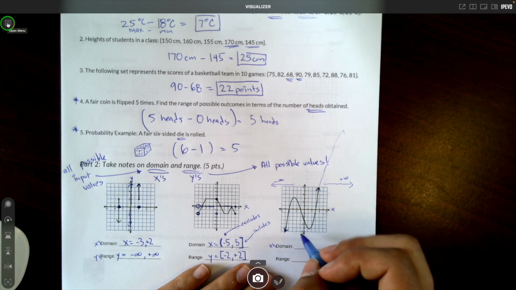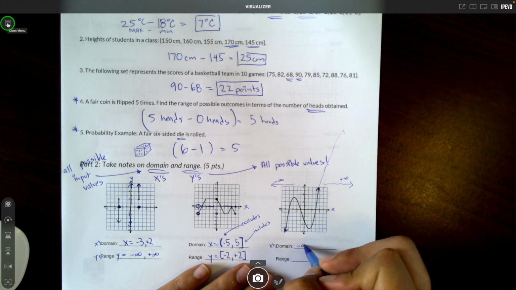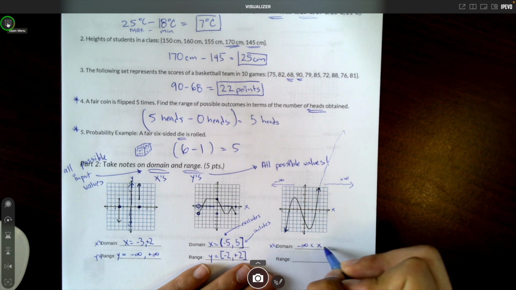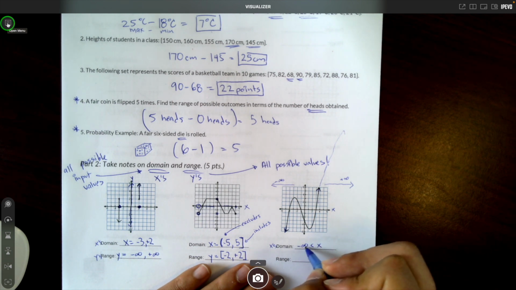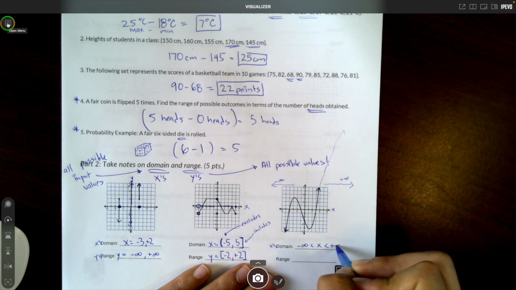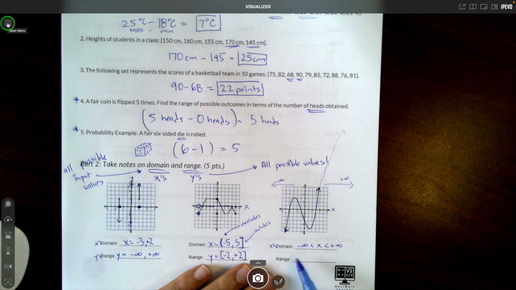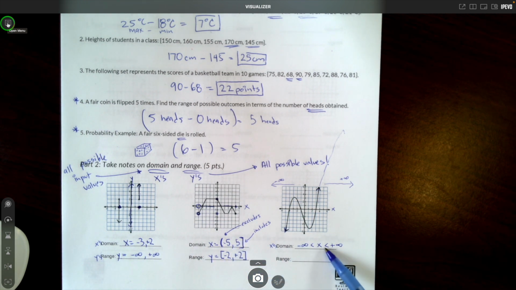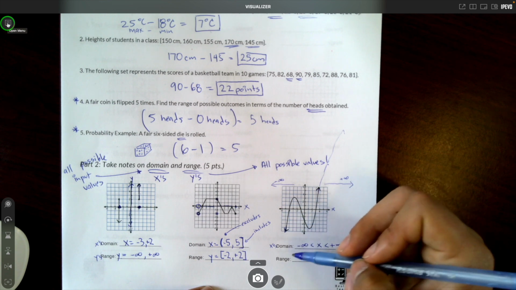So another way of writing it would be negative infinity, and then I'm going to write an x in the middle. So this means x is greater than negative infinity, but it's also less than positive infinity. Okay, so these are 3 different ways of writing your answers. I used brackets, I used inequalities, and then I basically used an equal sign. So they all work for me.